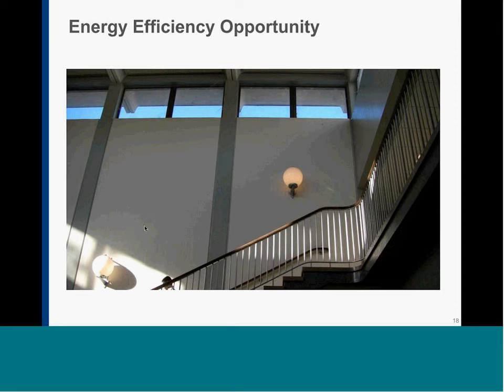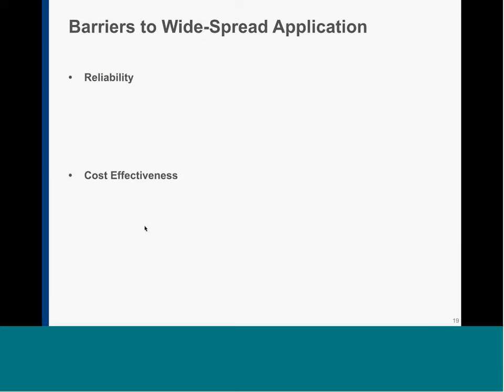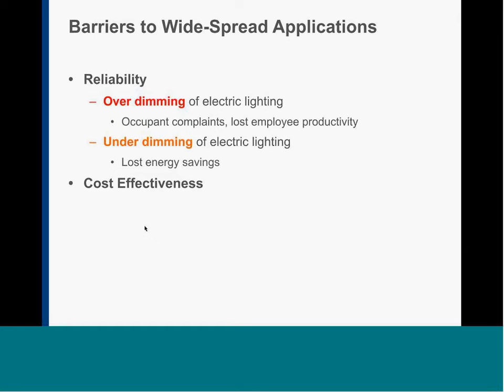Barriers to widespread application. There was a study by the LRC, I recall in the early 2000s or late 90s, and the barriers that they identified are still the ones that we have today. One is the reliability of the control systems for daylight harvesting to control electric lighting, and the other is cost effectiveness. It's too expensive. On the reliability, we either overdim, and occupants complain and they don't really like it, or we underdim and then we don't get the energy savings. It's pretty hard to hit exactly so that people don't complain and you save as much energy as you want.